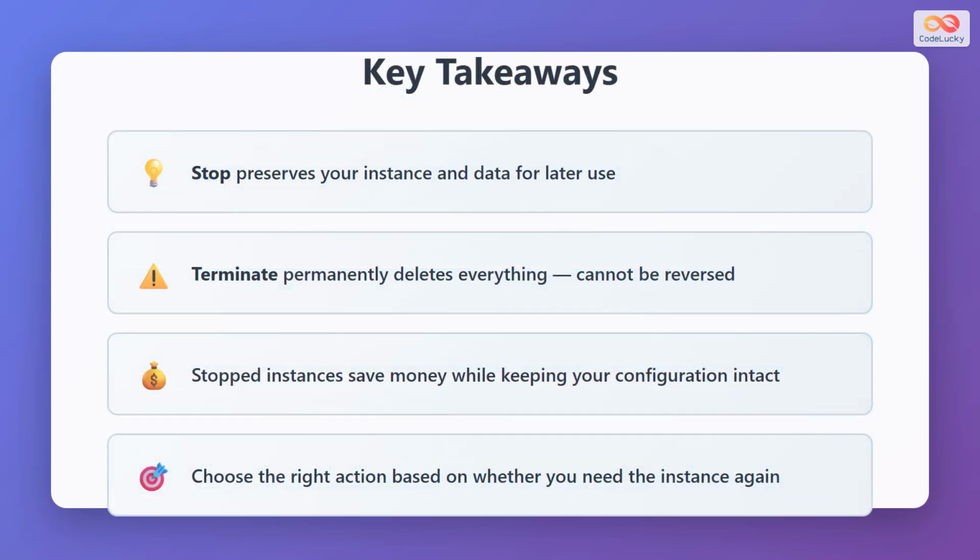Let's recap the key points. Stop preserves your instance and data for later use, making it ideal for temporary shutdowns. Terminate permanently deletes everything and cannot be reversed, so use it carefully. Stopped instances save money while keeping your configuration intact, offering a balance between cost and availability. Always choose the right action based on whether you'll need the instance again.